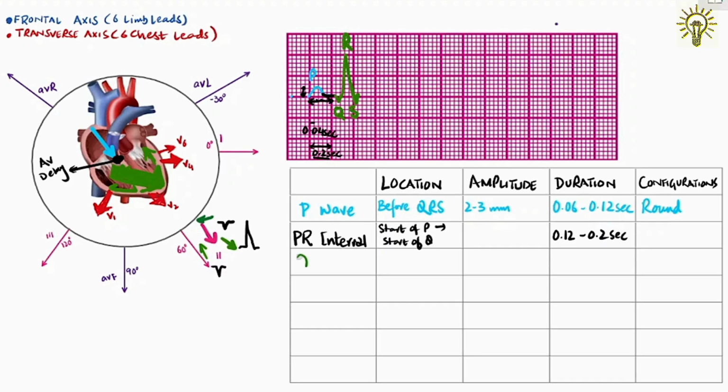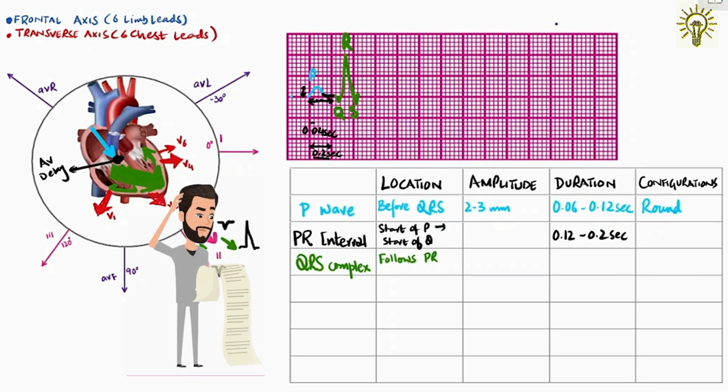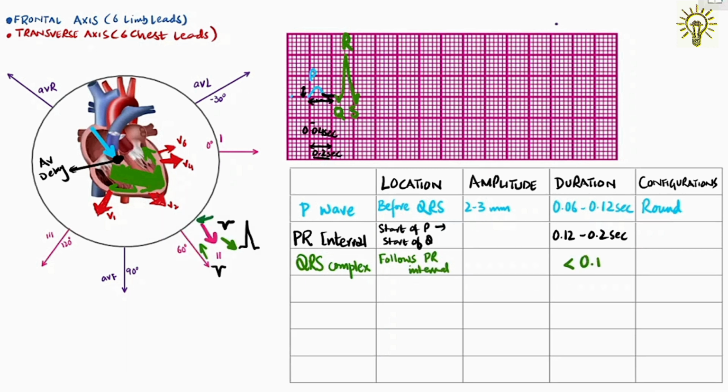Coming up next is the QRS complex, which is a very important segment signifying the ventricular depolarization. Let's get into knowing the QRS complex better. The duration of the QRS complex is less than 0.12 seconds.